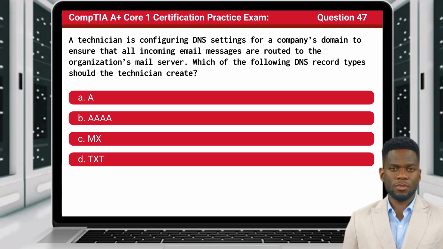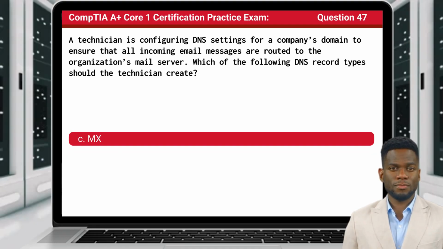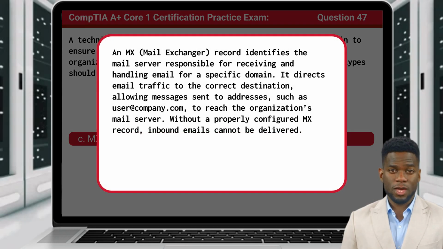The answer is C. MX. An MX record identifies the mail server responsible for receiving and handling email for a specific domain. It directs email traffic to the correct destination, allowing messages sent to addresses such as user@company.com to reach the organization's mail server. Without a properly configured MX record, inbound emails cannot be delivered.